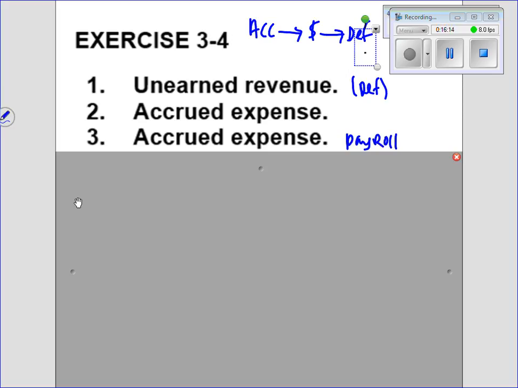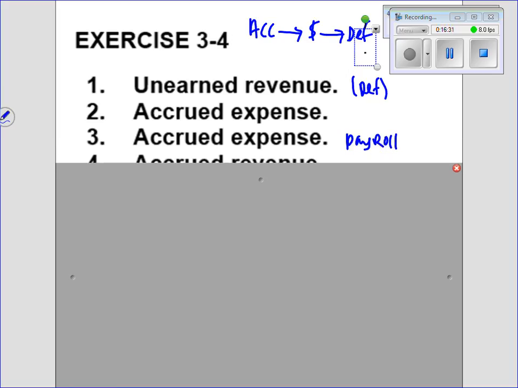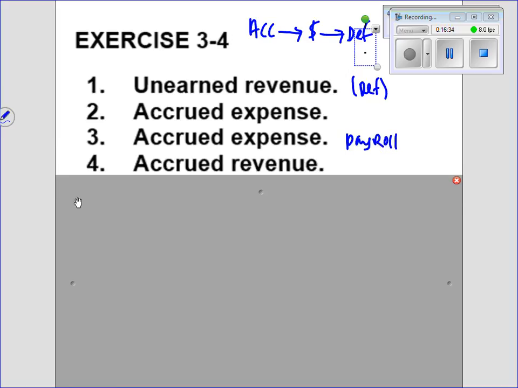Number 4, Hart performs services for customers, but has not received any cash or recorded the transaction. So if we've done work, but there's not been any cash paid to us, it's an accrued what? Revenue. We've done work, the customers haven't paid us. So it would be an AR debit and a revenue credit. And that's the weird one, because how's that different from what we've done in the past few chapters? It's not really. It's just now it's got an adjusting entry attached to it.